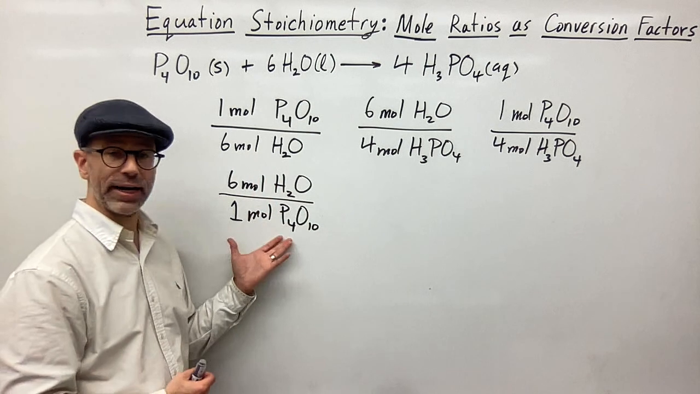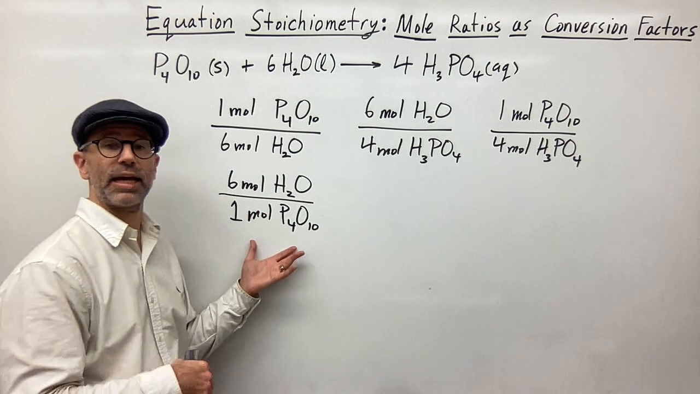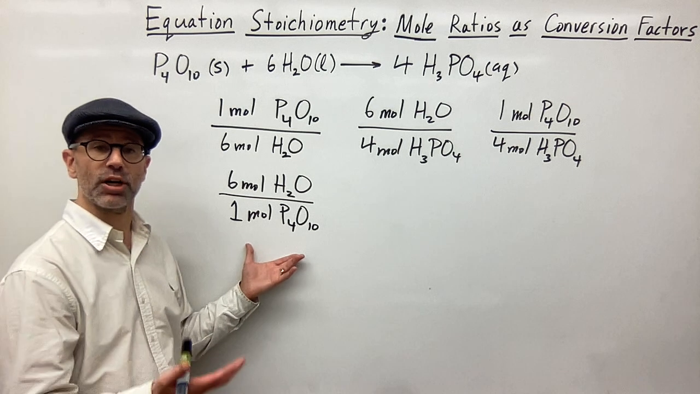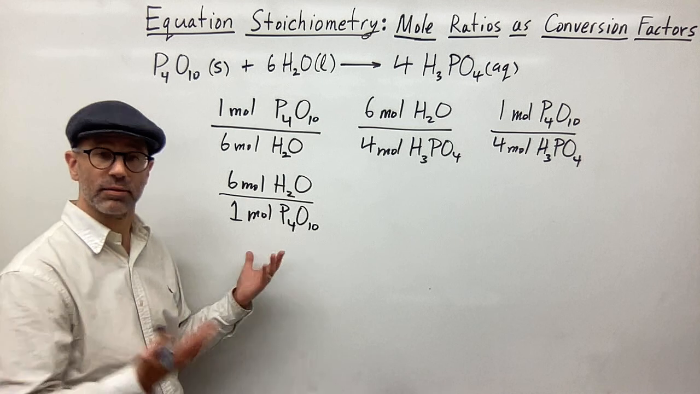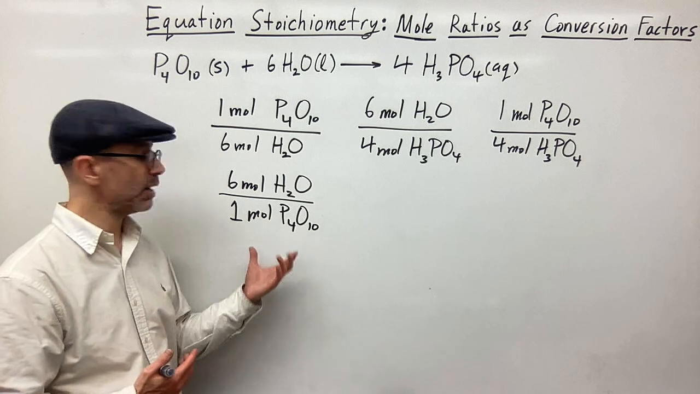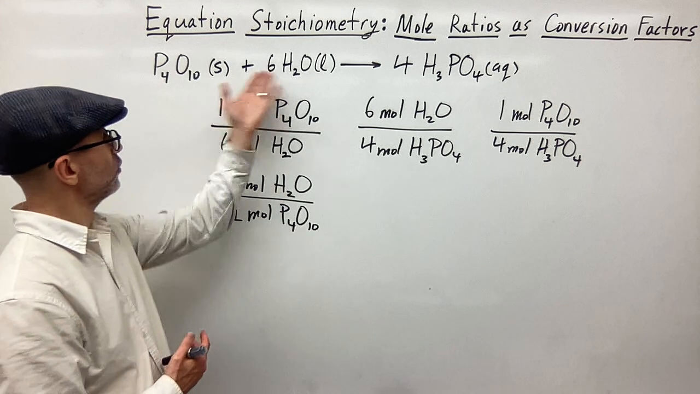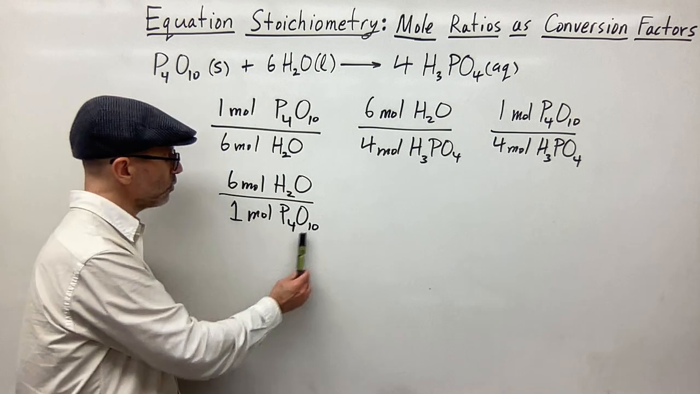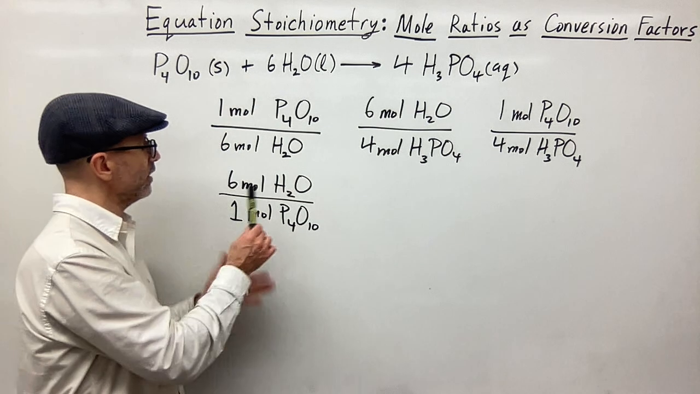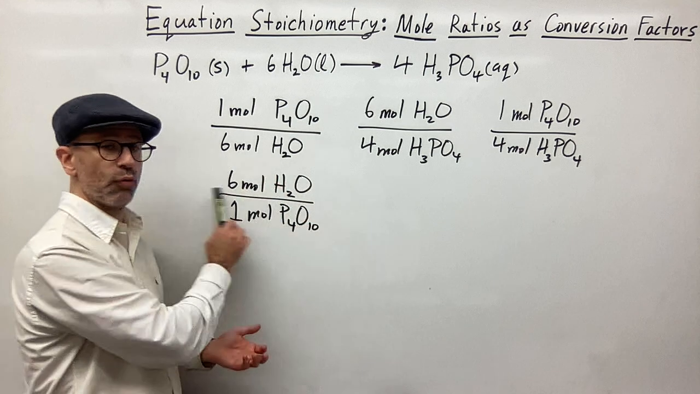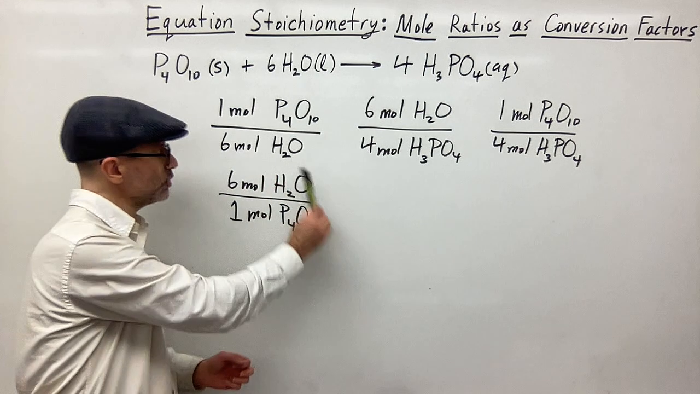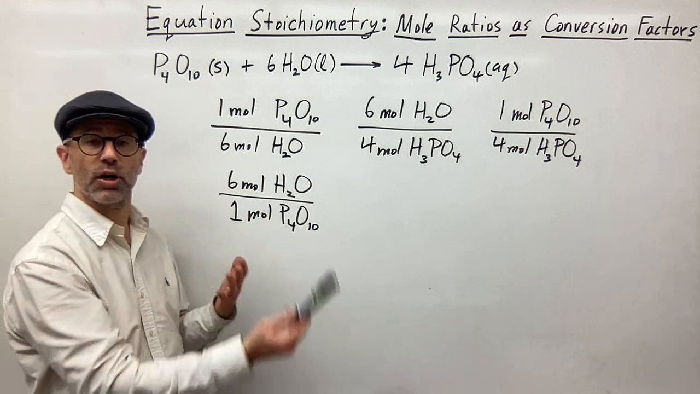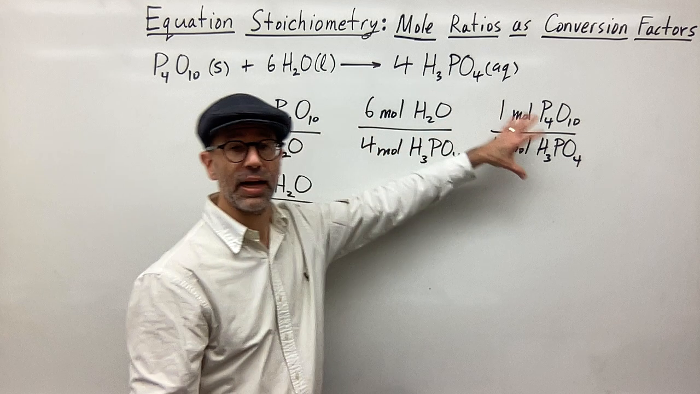This ratio here I can use if I'm given a certain number of moles of P4O10 and I want to find a certain number of moles of water from that amount of P4O10. Since they're both reactants, the way to describe it would be: if I'm given a certain number of moles of P4O10, the question would be, how many moles of water would I need? And then I would use this as a conversion factor to convert from moles of P4O10 to moles of water. And I can flip these as well.